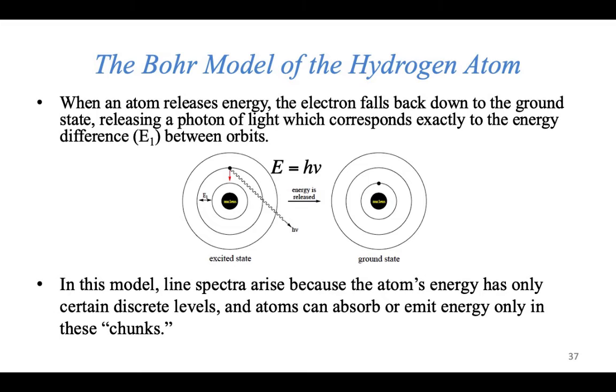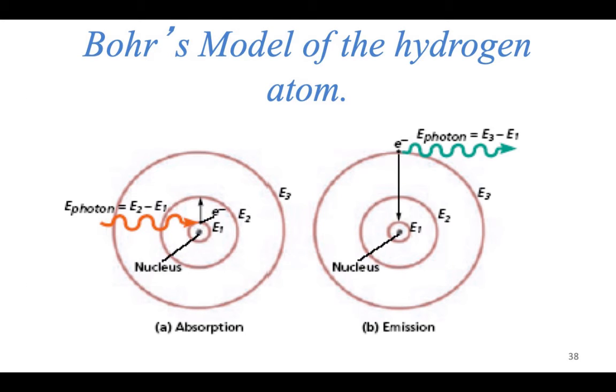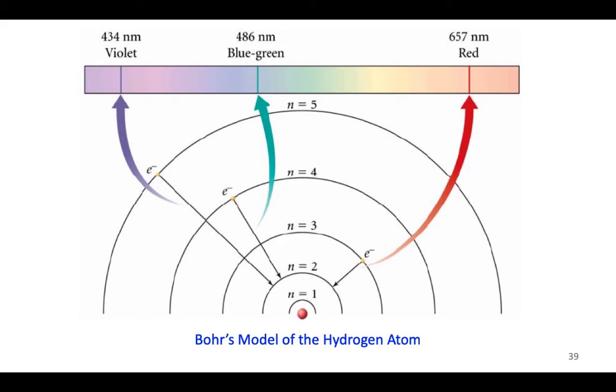Bohr also found that an excited electron will eventually fall back down to its ground state, and when it does, it gives off a photon of light that has the same amount of energy as the energy difference between the energy levels in the hydrogen atom. Photons of light that have different energies have different wavelengths and therefore are a different color of light.